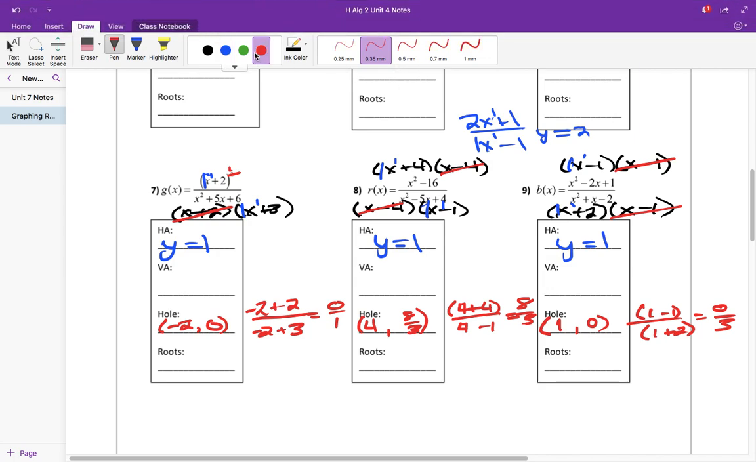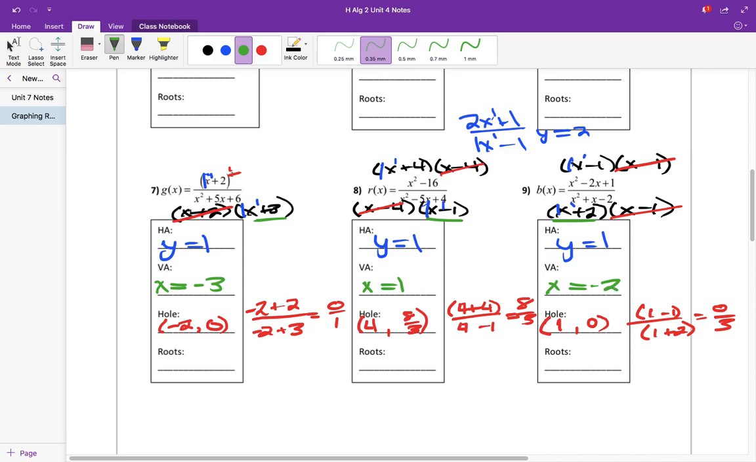Okay. Next thing, let's go through and do vertical asymptotes. Vertical asymptotes are whatever factor is left in your denominator, set equal to 0. So in this case, x is equal to negative 3. For this one on number 8, x would be equal to positive 1. Remember, it's going to be the opposite since you're setting it equal to 0. And for this last one, it's going to be negative 2.